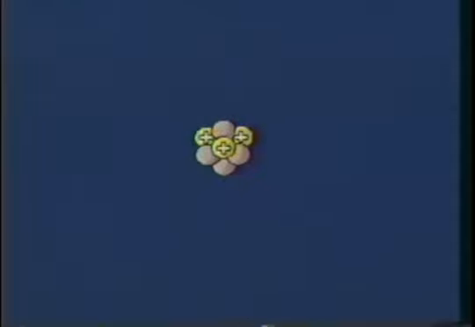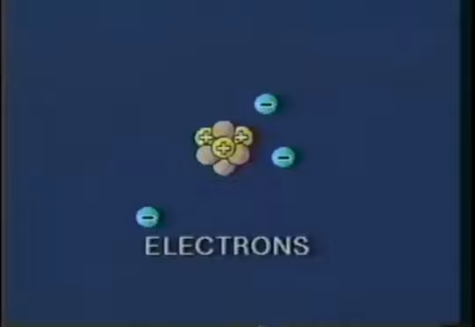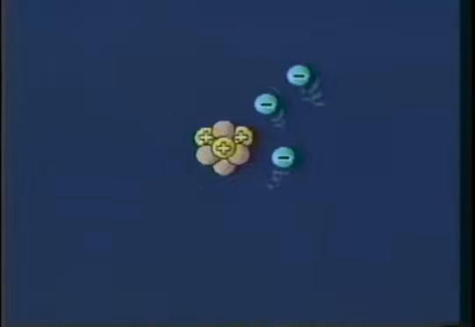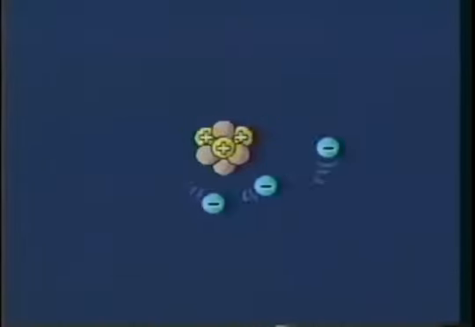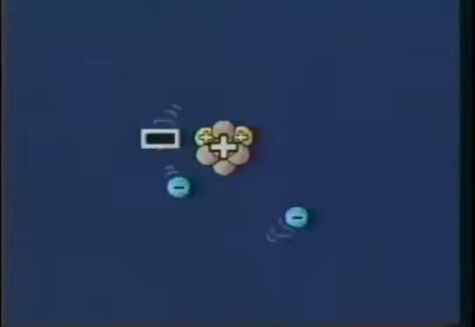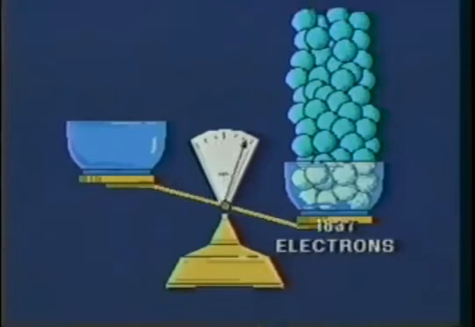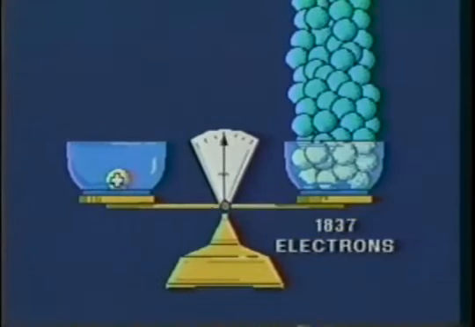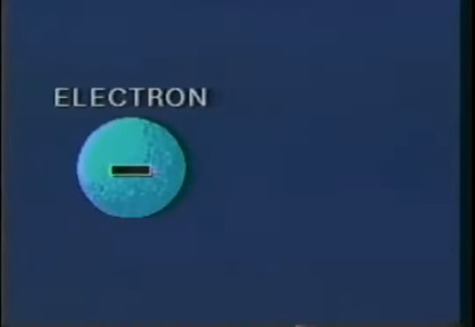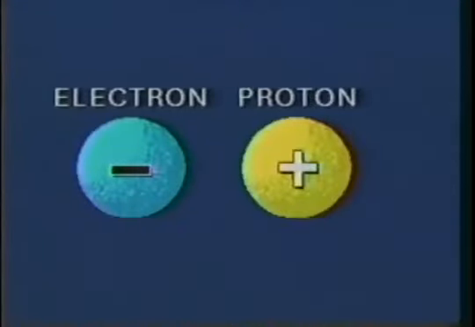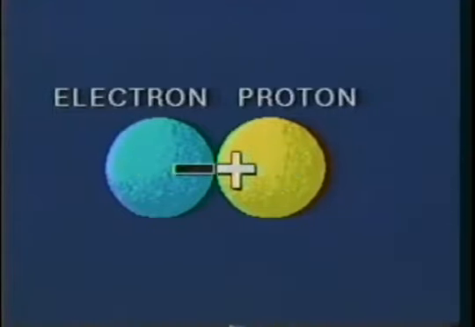Neutrons and protons are almost identical in mass. In the space surrounding the nucleus are tiny negatively charged particles called electrons. The attraction between the negatively charged electrons and the positively charged nucleus keeps the electrons in the vicinity of the nucleus as they circle it. It takes 1,837 electrons to equal the mass of one proton. But the charge on a single electron exactly balances the positive charge on a proton.